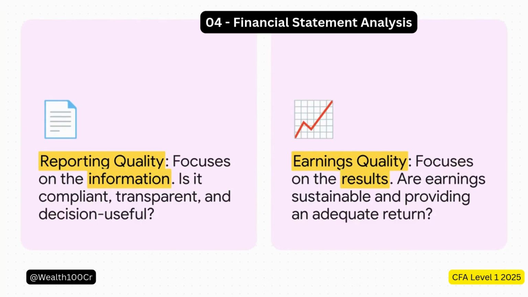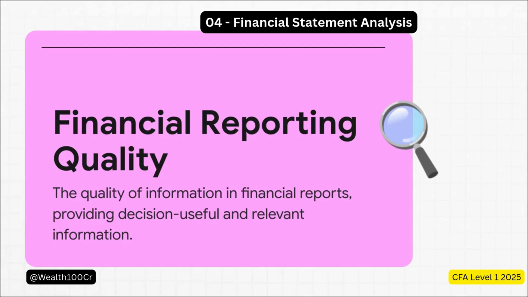Okay, this slide breaks it down perfectly. On one side, we've got reporting quality. Think of this as the quality of the case file itself. Is the information compliant with the rules? Is it transparent? Is it accurate enough to be useful for making decisions? Then on the other side, you have earnings quality. This is all about the results. Are the company's profits sustainable? Are they generating a good return? Here's the key takeaway. You can have a high-quality, perfectly honest report that clearly tells you the business is actually doing terribly.